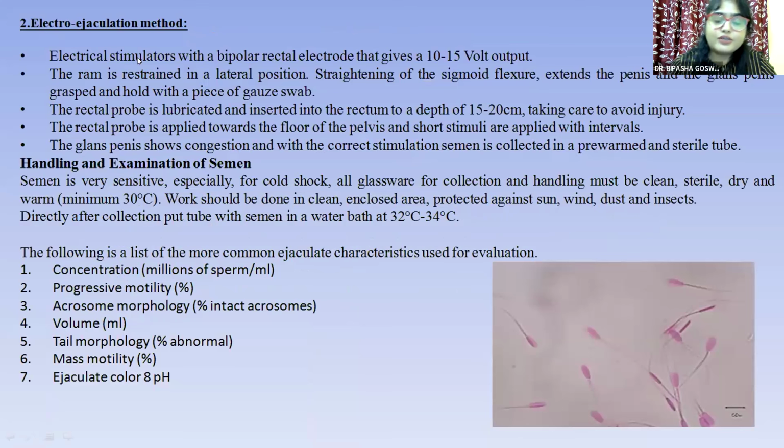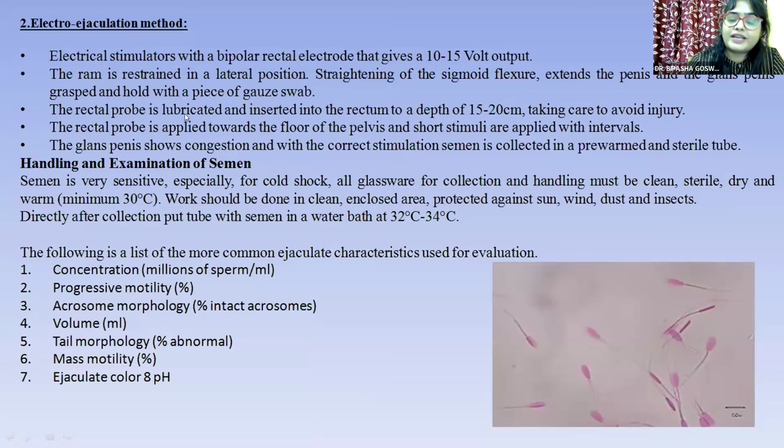An electrical stimulator is used here, that is, an electrical probe. A probe is used which has a bipolar rectal electrode that gives 10 to 15 volt output. The ram is rested in a lateral position, and straightening of the sigmoid flexure is done. Extend the penis, and the glans penis is grasped and held with a piece of gauze swab.